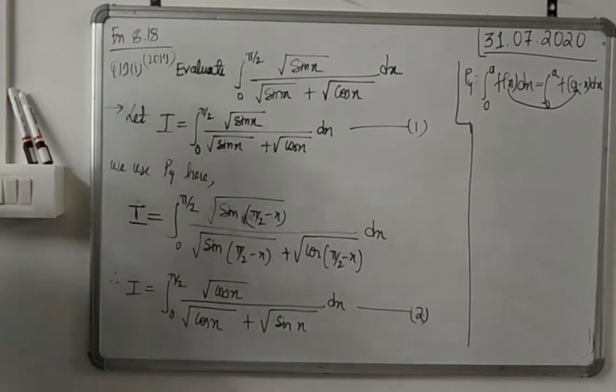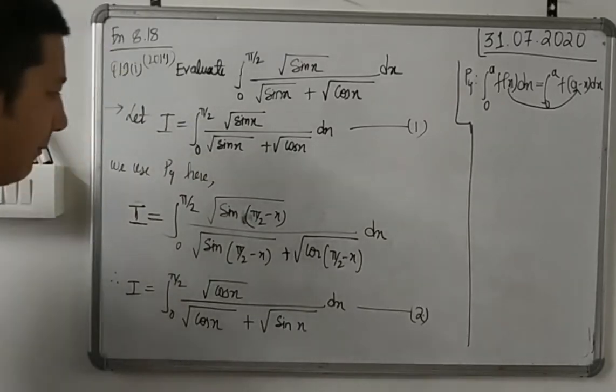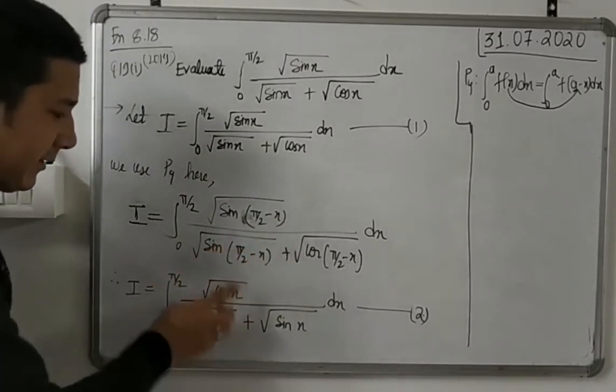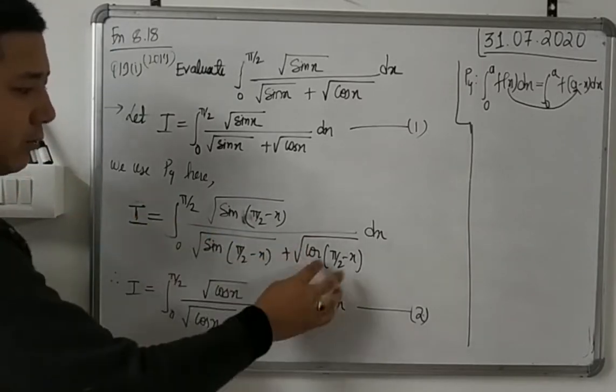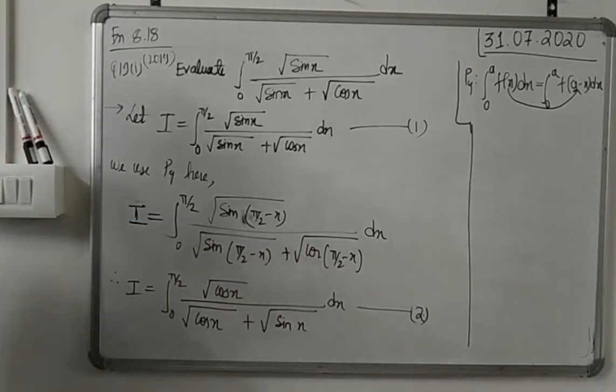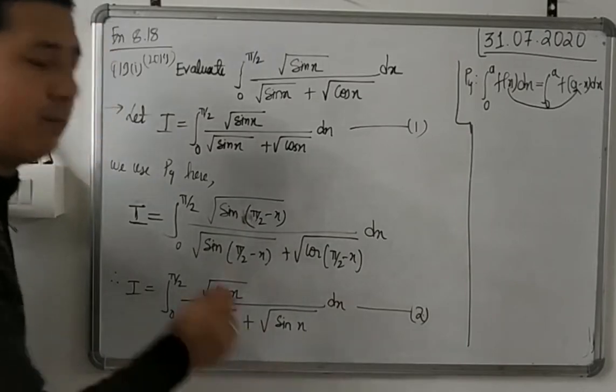Okay, complementary angles, which we have learned in class 9. The same formula I am using out here. Sin 90 minus x is cos x. Cos 90 minus x is sin x. This was equation number 1. This will be equation number 2.